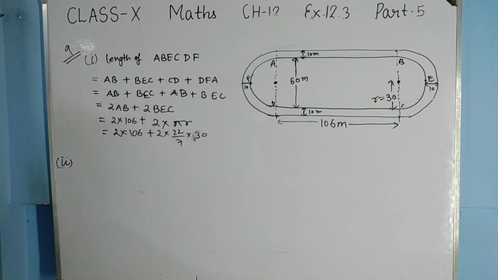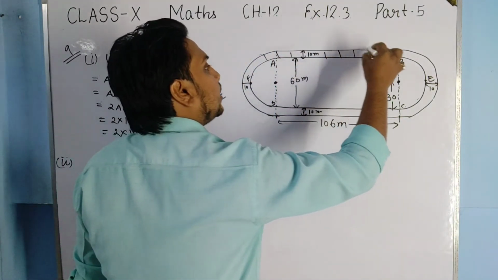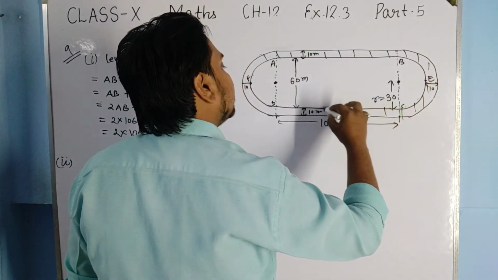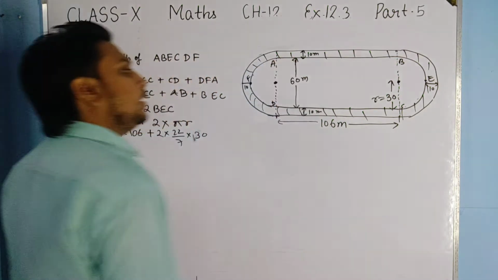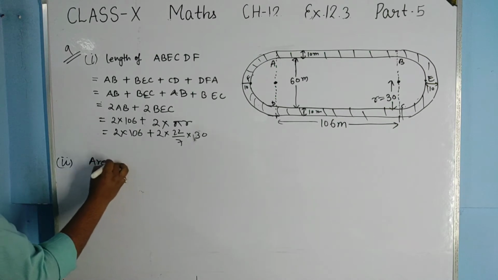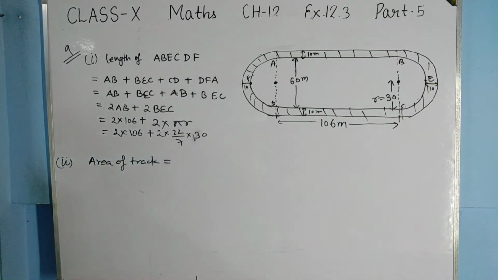The second question is the area of the track. You have to find the area of the track. So students, area is this region, whatever the shaded region is there. So the area of the track will be what?